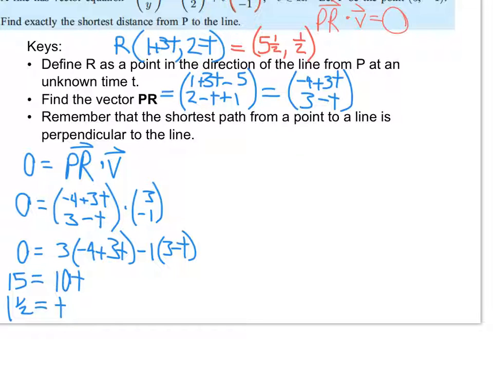Okay? I can also figure out what vector PR is now. Negative 4 plus 4.5 is 1/2.